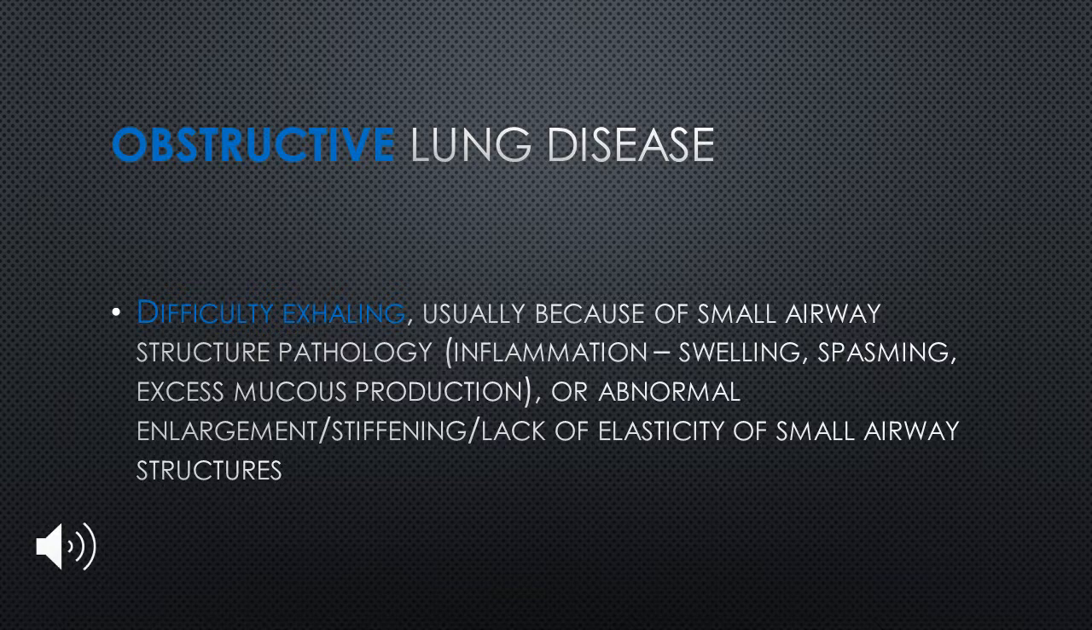So let's talk about, say for example, reactive airway disease like asthma. You've got at least 3 different things going on, and they all do the same thing basically. You've got swelling of the smooth muscle in the bronchioles. You've got spasming of that same muscle, and you've got secretions. So all that put together reduces the lumen of those small airways and impairs your ability to exhale.